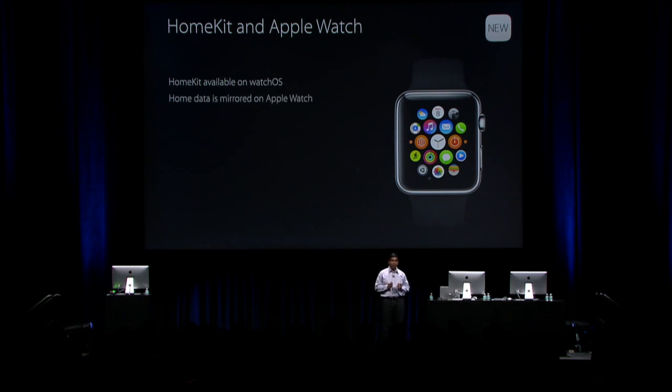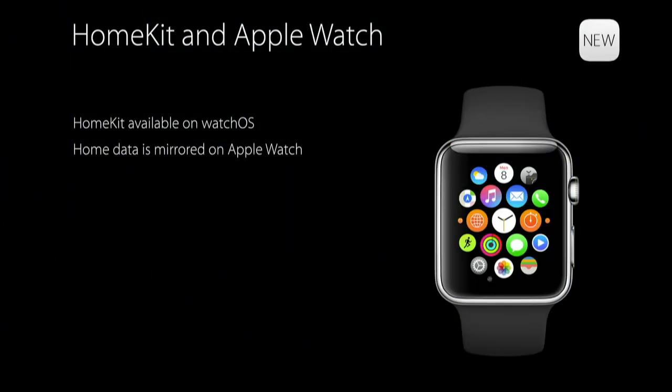All your home data is mirrored from your iOS device onto the watch. So you can make changes on your phone, and that'll automatically sync to the watch. You can view homes from the watch, control your accessories, and execute all your scenes. We cannot wait to see the creative experiences you're going to deliver to our customers with HomeKit on the Apple Watch.